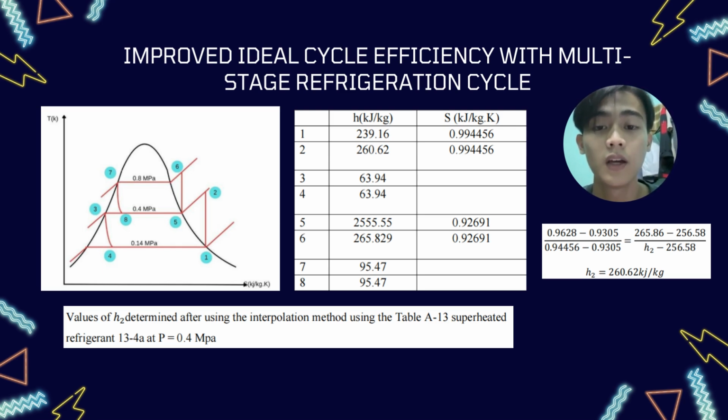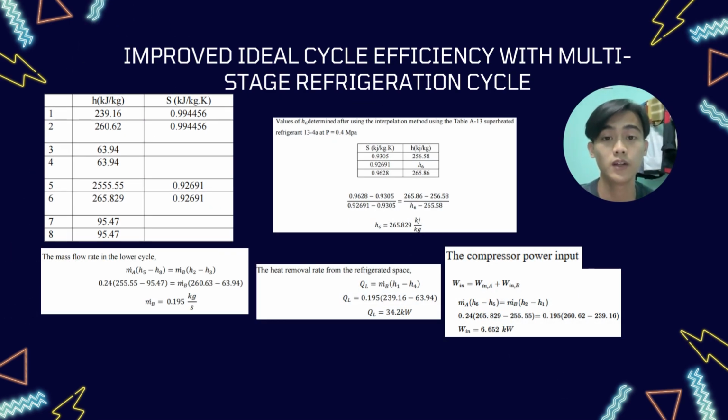The value of S1 is going to be the same as S2, and then we will refer to the A13 tables and interpolate using the pressure table at 0.14 megapascal. After completing the interpolation, we got the value of H2 equal to 260.62.